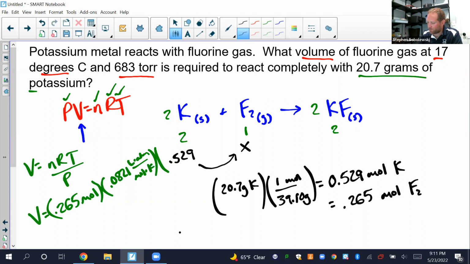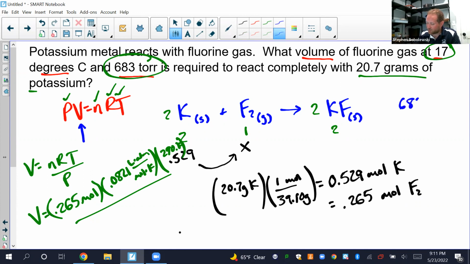T is temperature, but you can't plug in 17. You have to turn it to Kelvin. So 17 plus 273.15. The 0.15 will get cut off. That'll be 290 point to keep it as a whole number. 290 point Kelvin. And I'll divide that by pressure. 683 torr. I can't plug that in either. That has to be in atm.